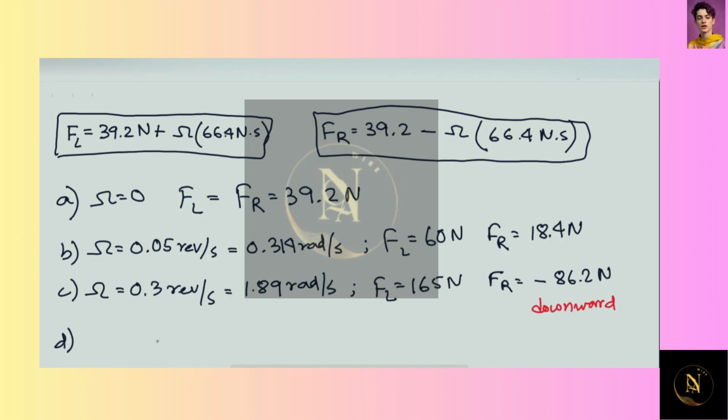And in the final part, we must support the shaft with one hand. So that means force on the other hand should be 0. So we set one of them equal to 0. Then that gives us omega being equal to 39.2 newtons divided by 66.4 newton seconds, which is equal to 0.59 radians per second.